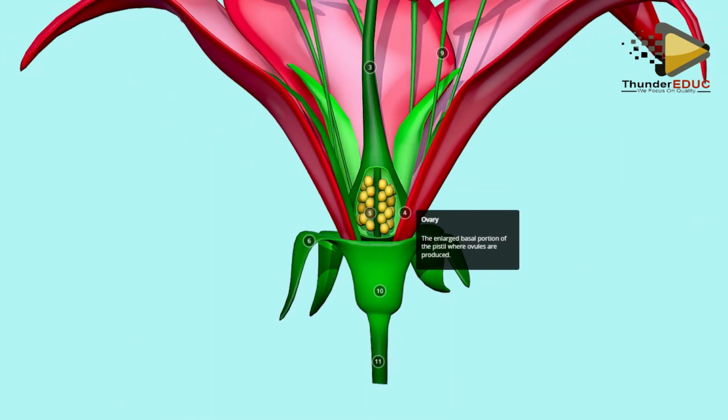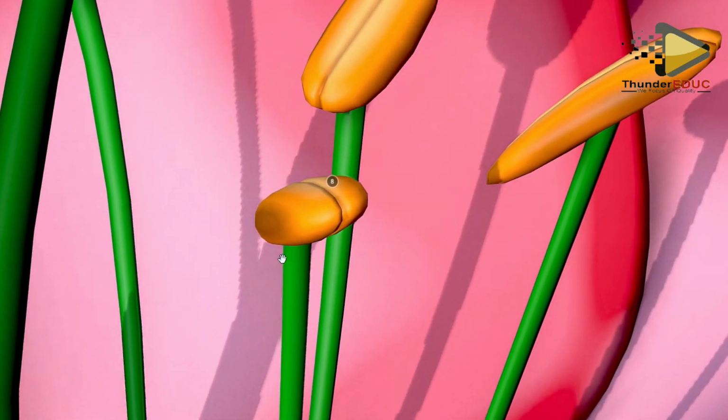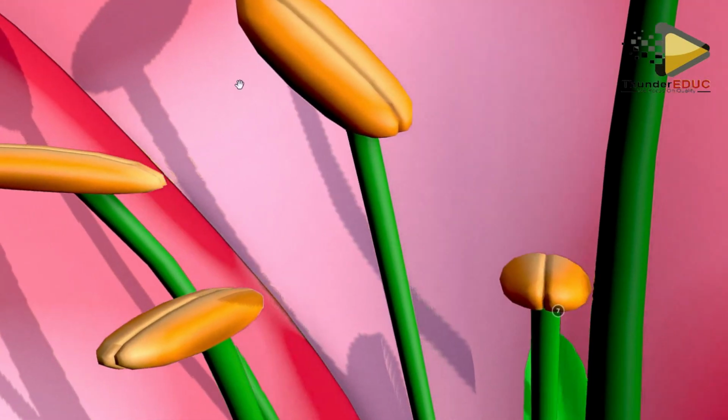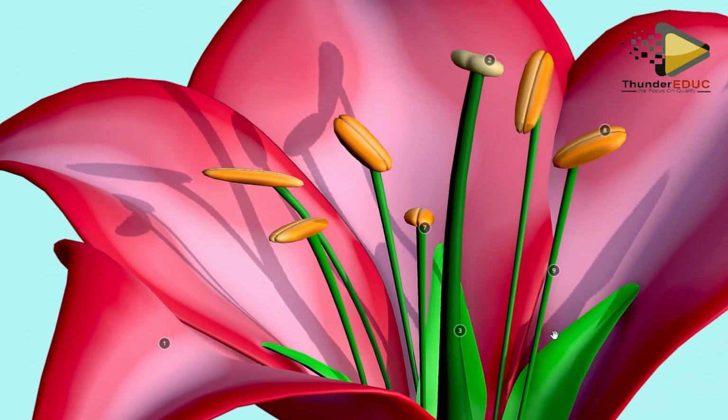Then it has what we call the anthers. If you look at it critically, these are the anthers. The anthers are very important in producing the pollen grains, which are responsible for fertilizing the ovules.